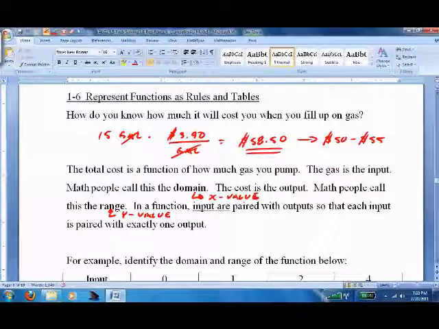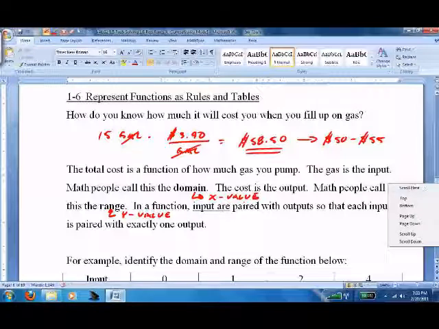In a function, inputs are paired with outputs, such that each input is paired with exactly one output. You wouldn't put 10 gallons of gasoline in and maybe it's 40, maybe it's 70, maybe it's 60. It's always going to be exactly one price, in this case $39. So you wouldn't get different answers out. One input is paired with exactly one output.